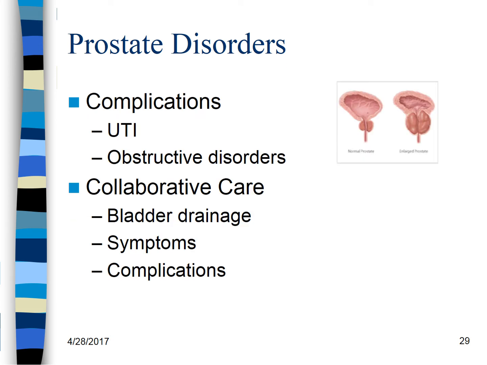Complications include urinary tract infections. They may have pyelonephritis or renal failure. So if you suspect someone has a UTI, check a CBC and a UA on them. And for renal failure, again, your BUN and creatinine are the labs that you're going to look at specifically. Other complications include obstructive disorders like hydronephrosis. And then collaborative care is to restore bladder drainage, relieve the symptoms, and prevent or treat any complications that occur.